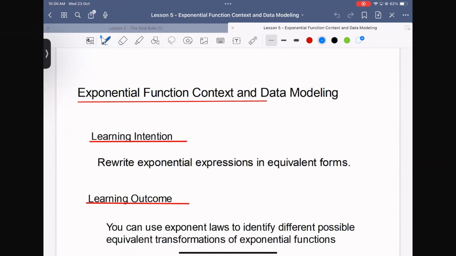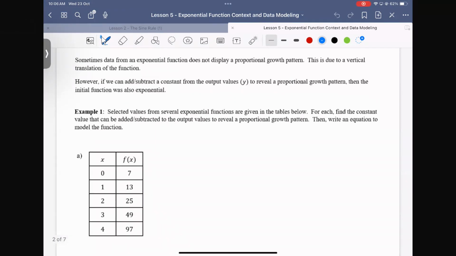All right, we're looking at exponential function context and data modeling today. Sometimes you can't quite see the exponential growth pattern due to a vertical translation. But if you remove that vertical translation, maybe you can find it. So we're going to look at a couple of simple examples like this one here to begin with.